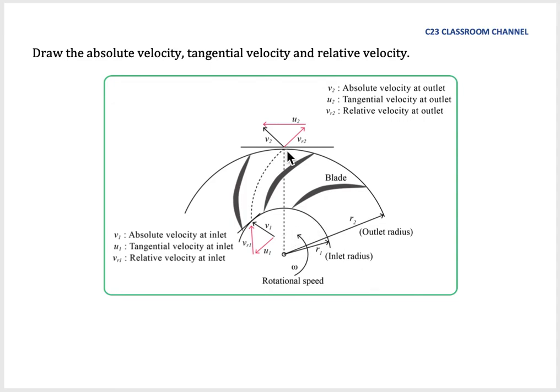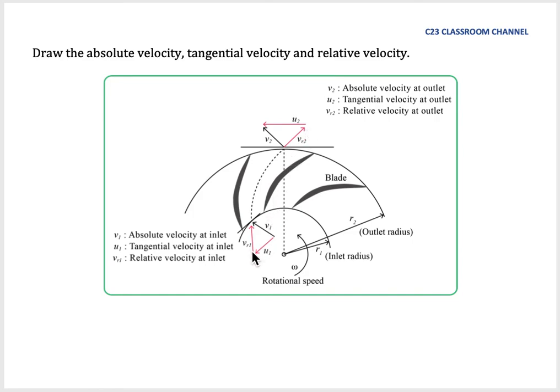Then we do the same thing at the outlet. So we have the V2 here, the absolute velocity, meaning the real velocity or the resultant velocity at the outlet. And at this point, we could draw a tangential velocity. It must be tangent to this point. So we could draw a U2 here, and it is similar to drawing U2 at this line. Then we could draw the VR2, meaning the relative velocity at the outlet. So we draw VR2 here.